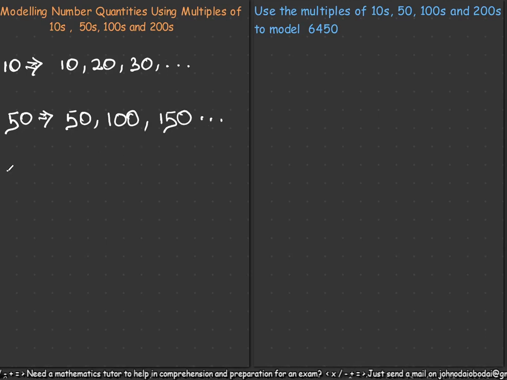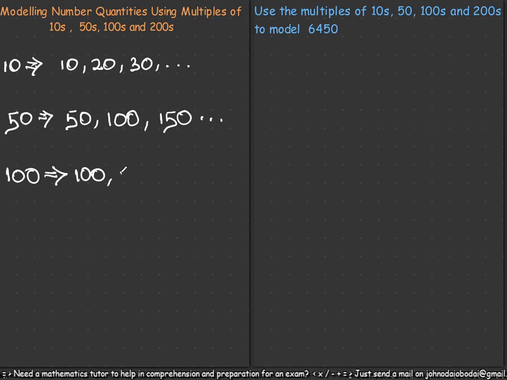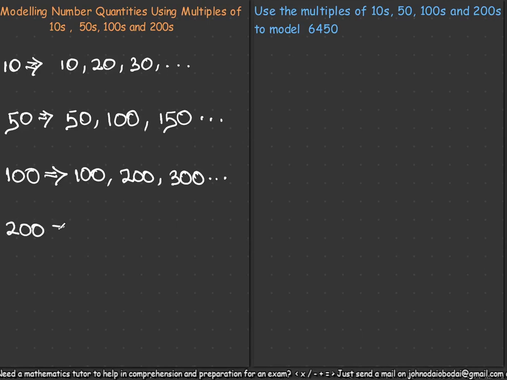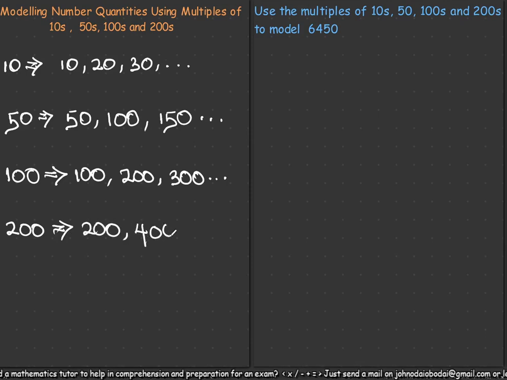50 times 2 gives us 100, times 3 gives us 150, and it goes on and on. For 100, I guess you would say that is very simple. So we have 100, then 200, 300, and then it goes on and on. Our final one, which is 200, its multiples: we would have 200, then 400, 600, and it also goes on and on.